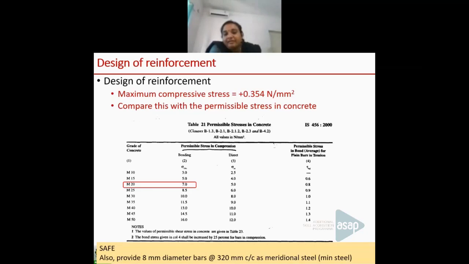But what if this value got exceeded? You should design the reinforcement to take care of the compression. Right. So again, it's very simple. The value divided by the permissible stress value will give you the area of the steel reinforcement. It is stress equal to force divided by area. You have to calculate the required force and calculate the area of the steel reinforcement.